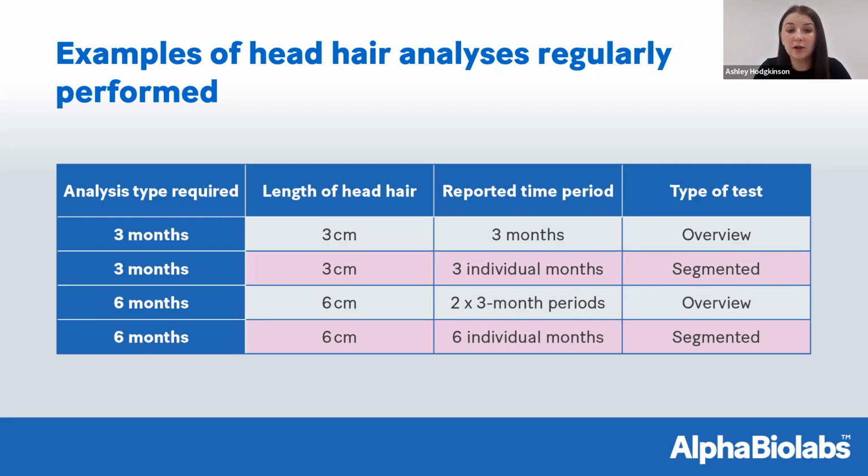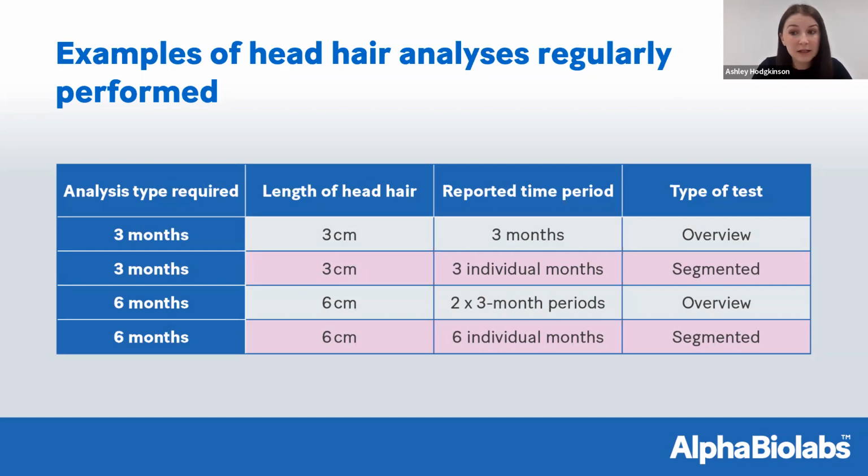So if you have a client who has 3 centimeters of head hair, your options are a 3-month overview. So that would be one result covering 3 months as a whole, or a segmented test where you would get a result for each individual month, which of course would be 3 results. Again, body hair, nails, but that would be as a 12-month overview if we needed to look back longer.